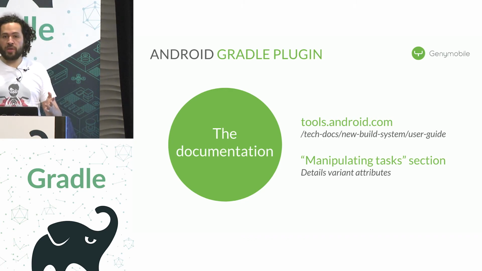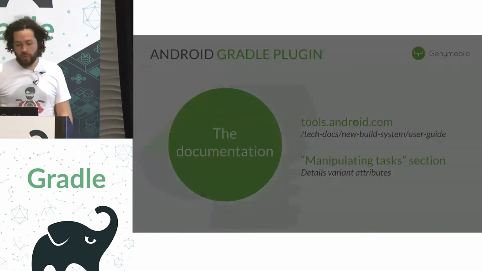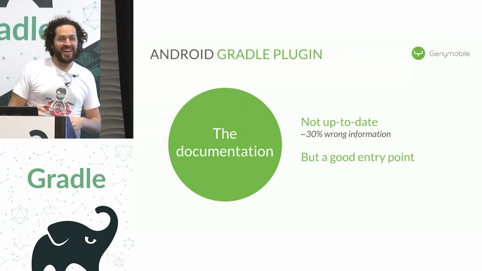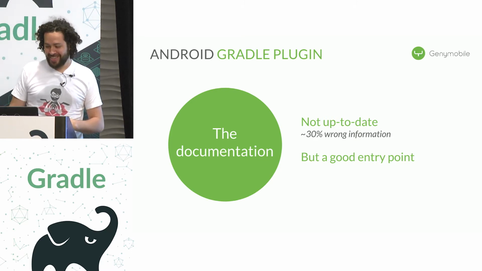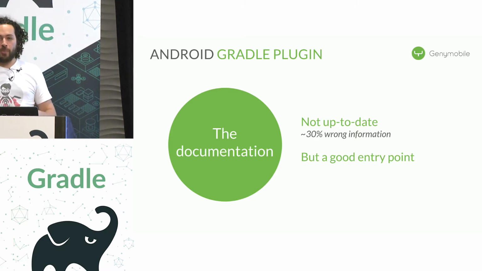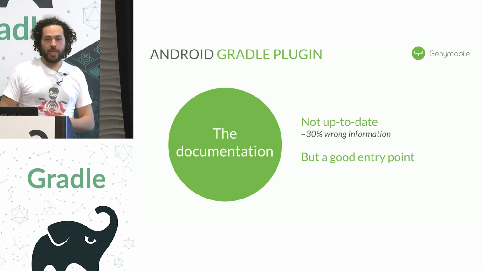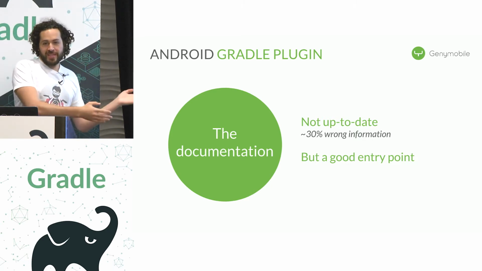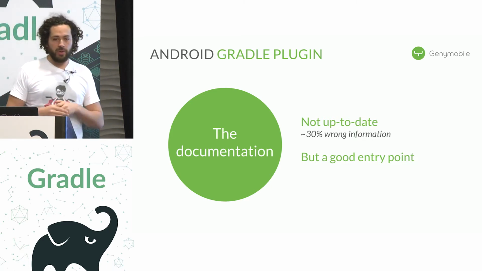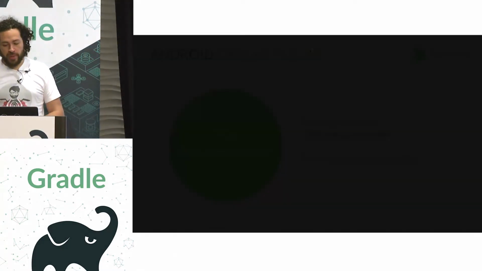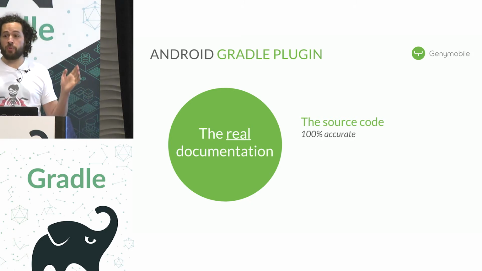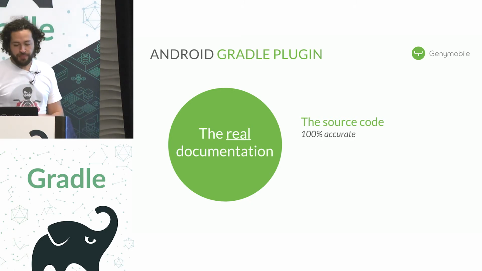And this is very interesting because that's the way for you to go. But there is one problem: this documentation page, I see some guys from Google laughing looking at this slide, is about 30% wrong. It's here, so it's a good entry point, so you can understand the logic, but some things that you will read will not be good. The good documentation is the source code. It's 100% accurate because that's really what is running on your project.